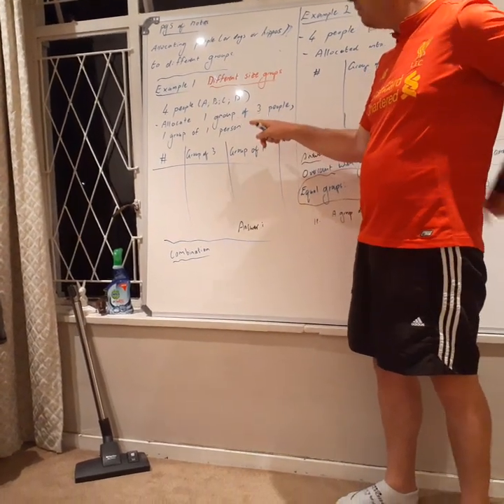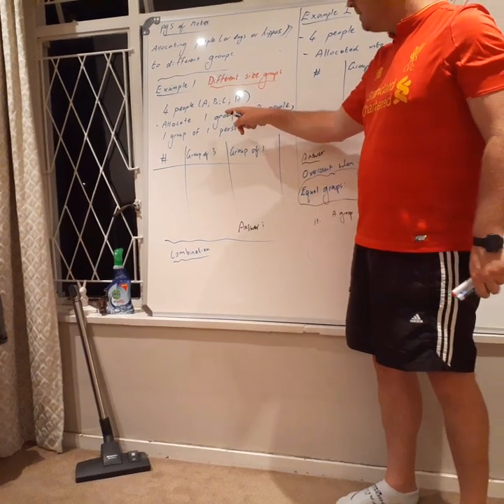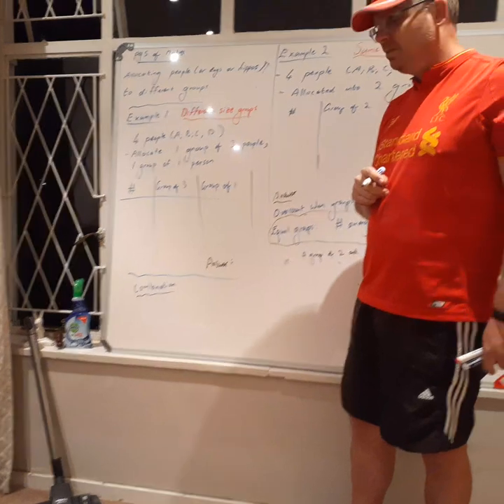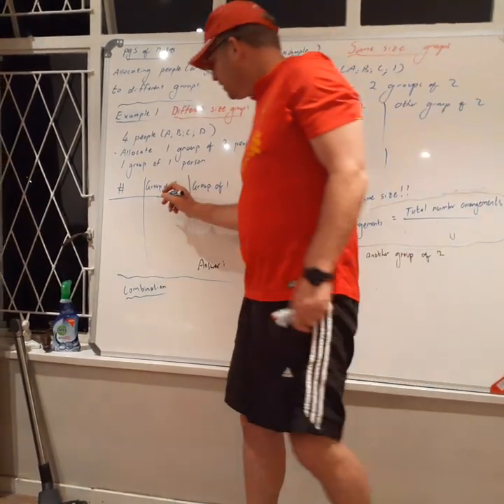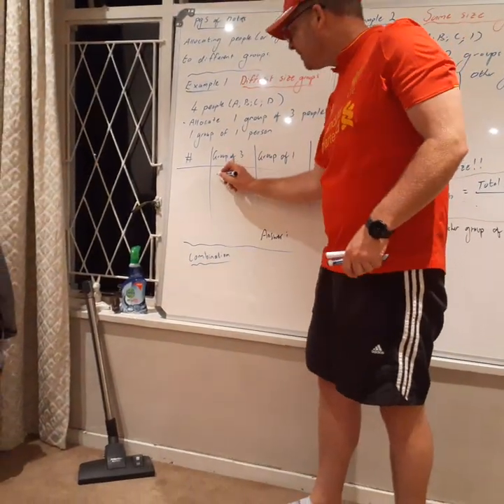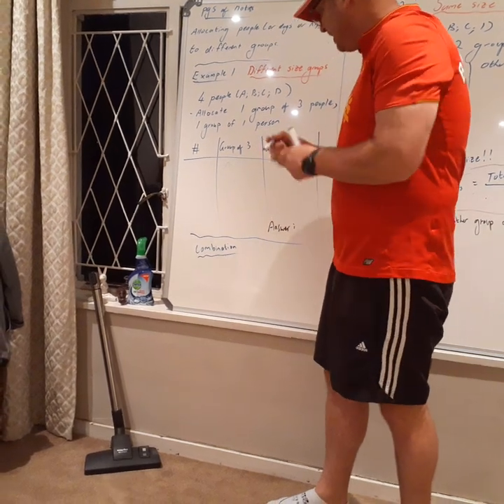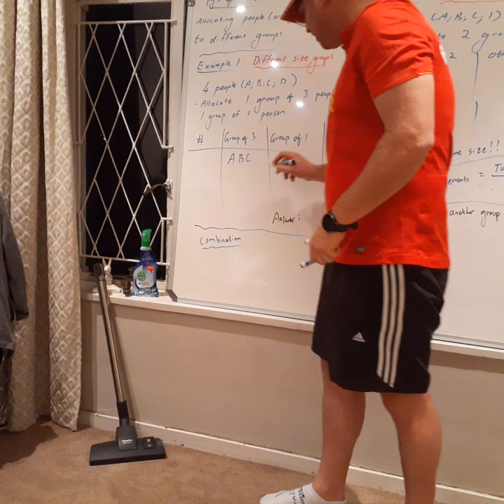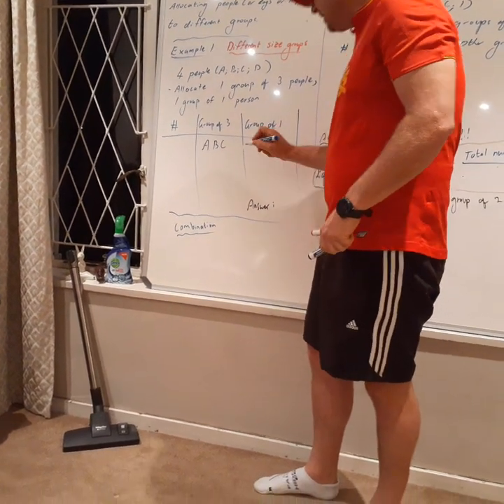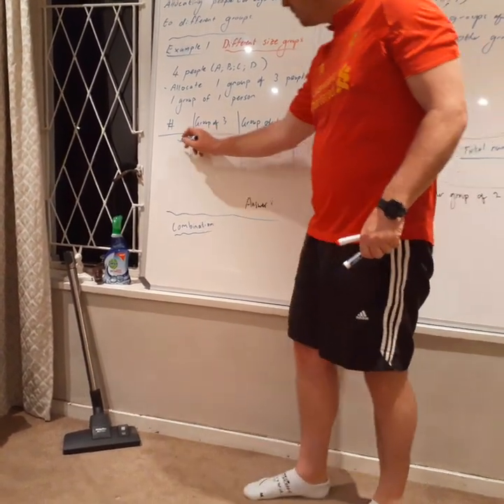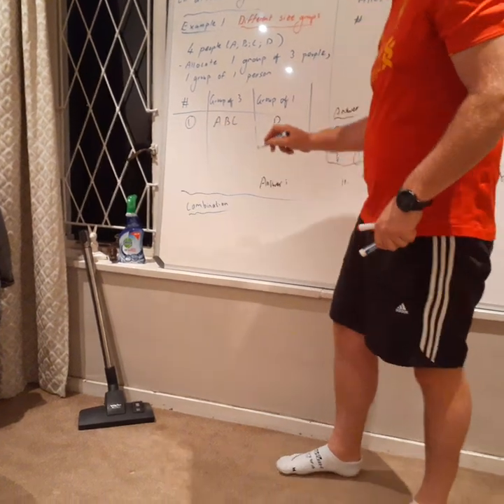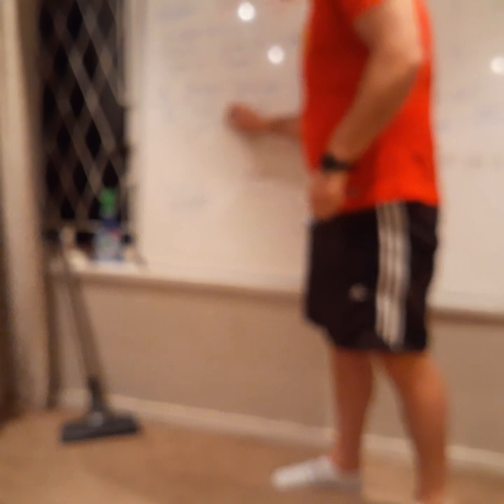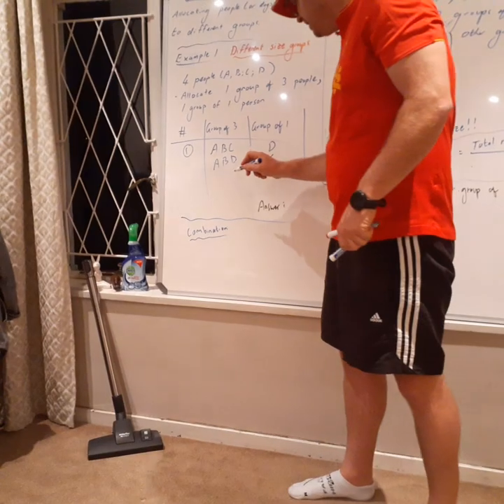We want to find the number of ways that you can allocate, divide the people up so that there's one group of 3 people and one group of 1 person. So, the first thing we could do, we could have A, B, and C in that group, and then person D will be in that group. So we've got one answer so far. Then we could have what? A, B, and D, and have C over there.